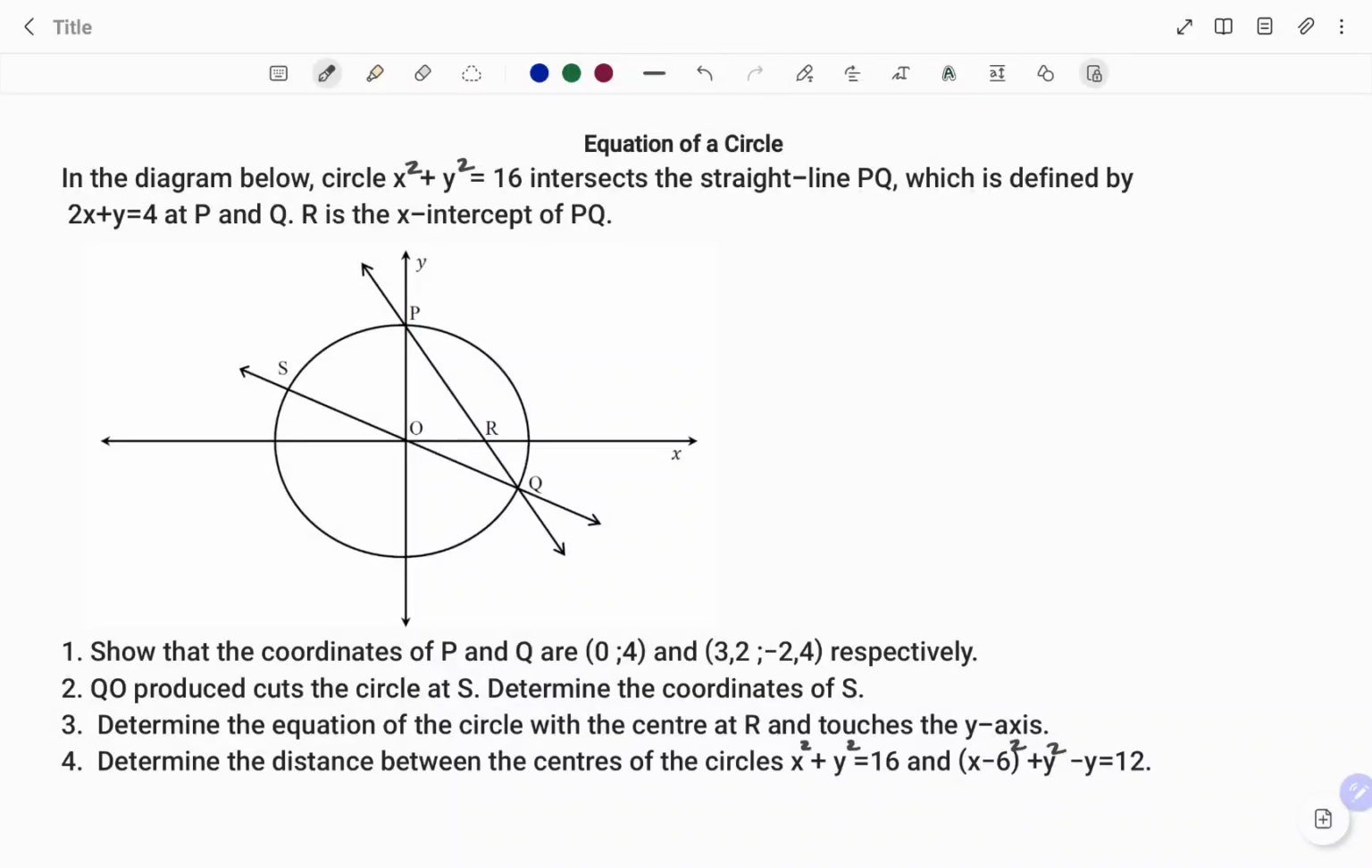In this video, I'm going to show you how to solve the following question on the equation of a circle.